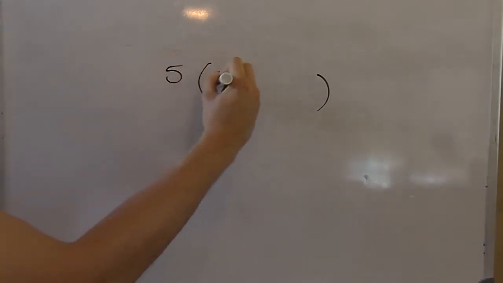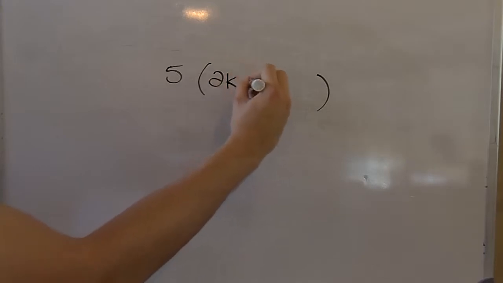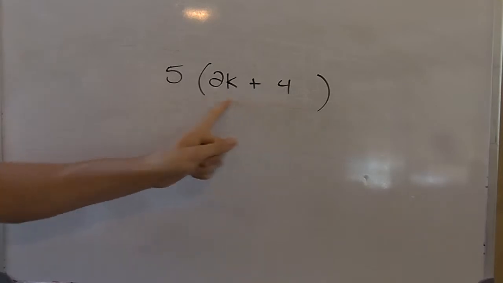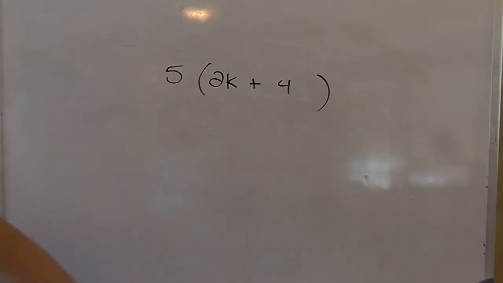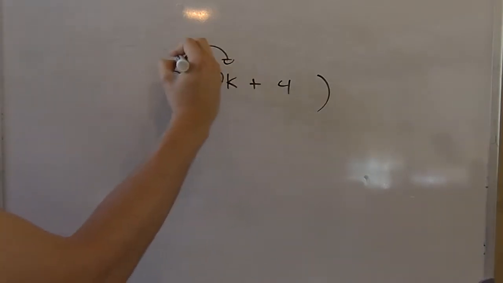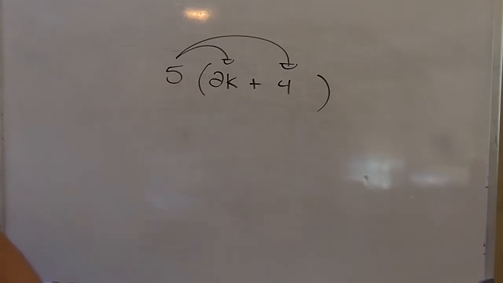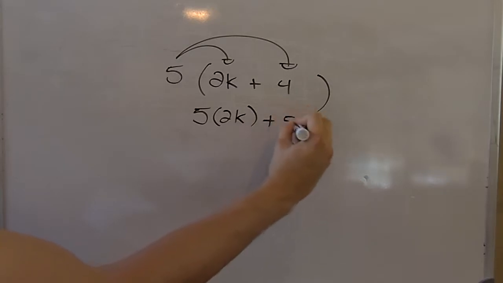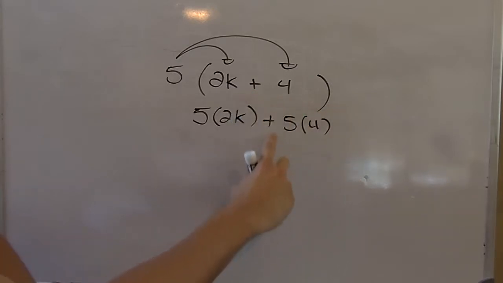So for example, let's do a couple of quick simple examples. If I have something like 5 on the outside and I have 2k plus 4 on the inside, here's my monomial, my one term. Here's my polynomial. This is actually a binomial. It's got two terms in it. So I'm going to take the 5 and multiply it by both terms inside. So I have 5 times 2k plus 5 times 4. Notice how the sign that was in between the 2k and the 4 stays in between. Okay?